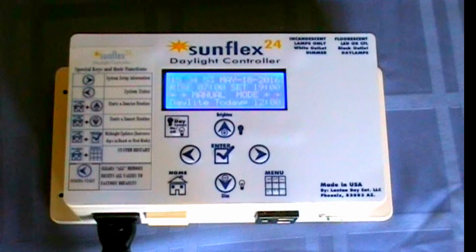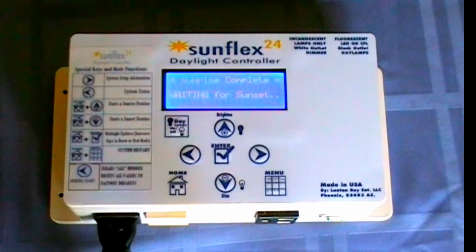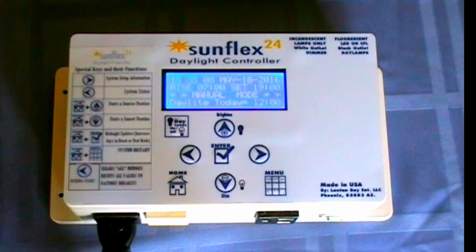Scenario 2. The power is lost at 11 o'clock at night, and the power is not restored until 3 o'clock in the morning. Again, if the night lights are on, the night lights will come back on. If there is no night light level set, the lights remain off.